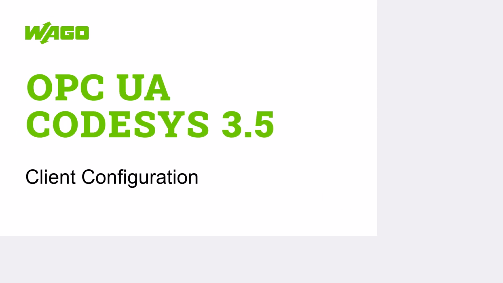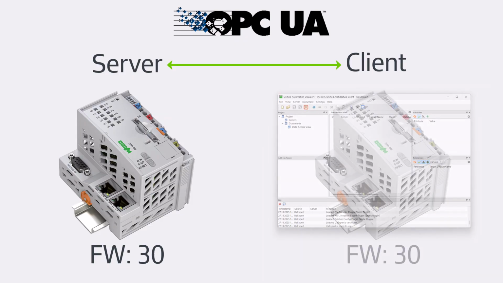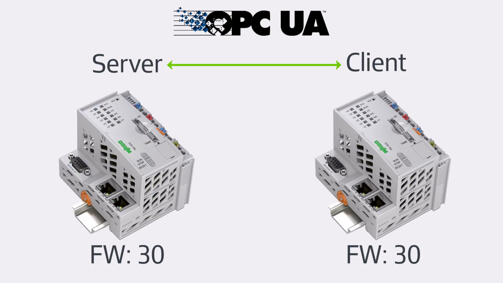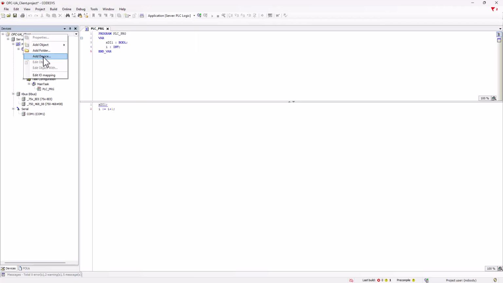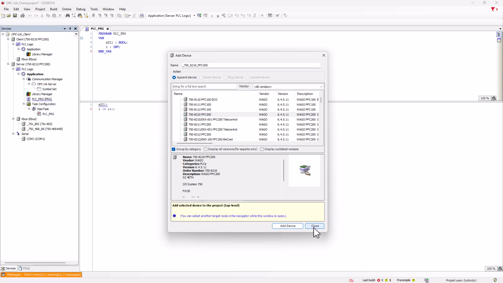Hello. In this WAGO tutorial, we'll show you how to configure an OPC UA client in CODESYS 3.5 to establish a connection to a server. In this video, we'll start with the server from the OPC UA server tutorial, a PFC 200 running firmware version 30. Instead of using the UA Expert client, we'll configure a client on a second PFC, also with firmware 30, using CODESYS 3.5. First, we'll add the second controller to the CODESYS project and scan the K-bus.